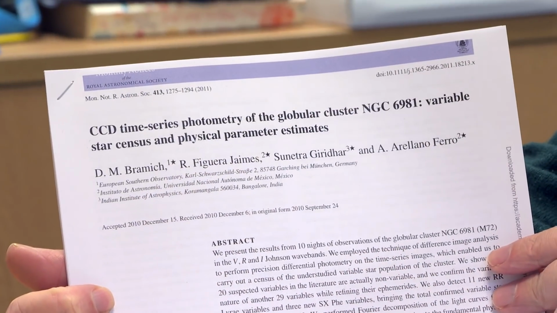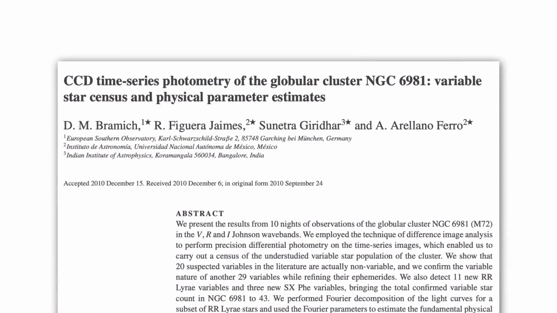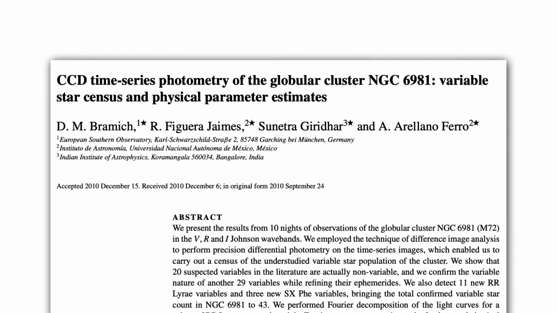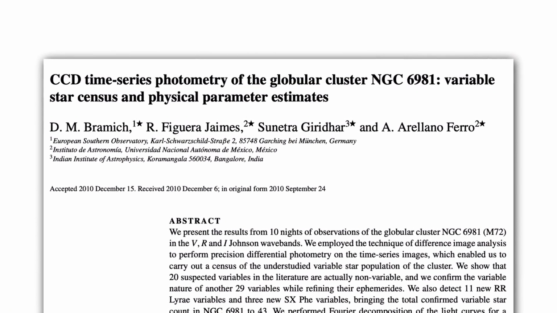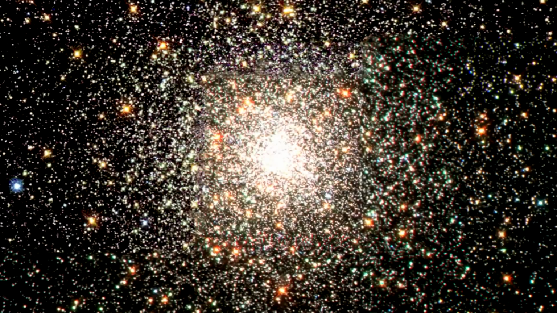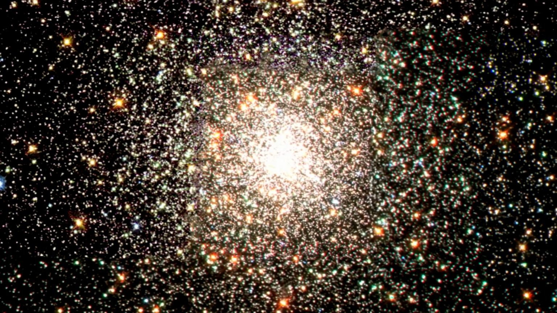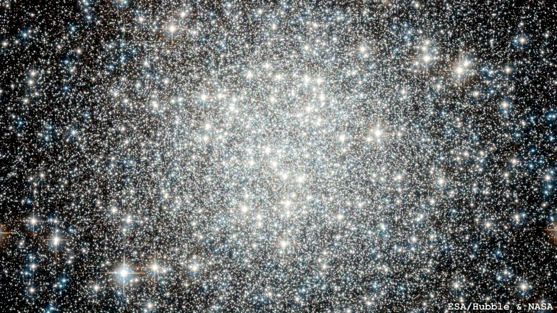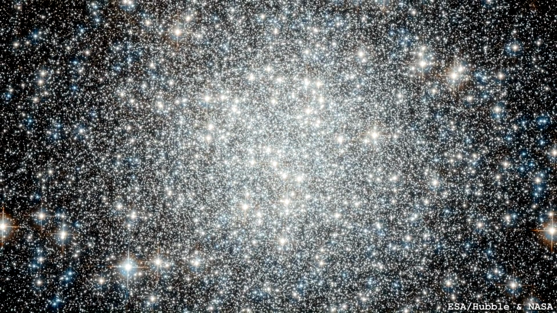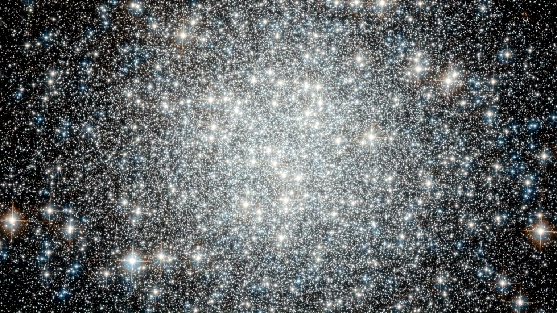So that's exactly what these guys did. So you see the time series photometry of the globular cluster NGC 6981, which is the other name of Messier 72, variable star census and physical parameter estimates. One of the trickier things with globular clusters when you're trying to pick out the properties of individual stars is that they're quite crowded. So you end up with this sort of confusion effect, where you can't see if you're seeing one star or several stars superimposed or overlapping with each other.